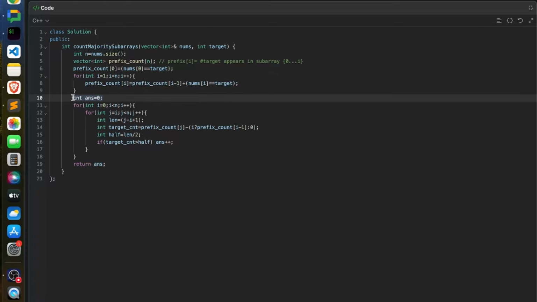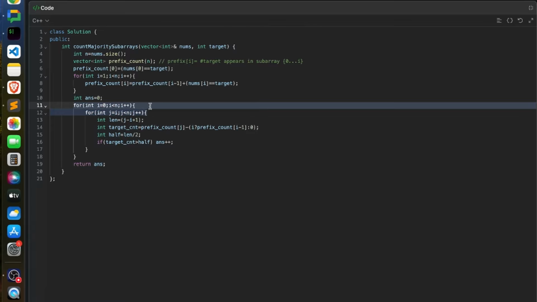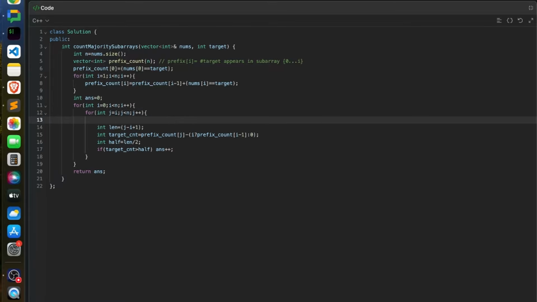Now let's come to the answer. What we do, we will go through each possible subarray. So for i equals 0, i less than n, i plus plus, j equals i, j less than n, j plus plus. So it will give you all subarrays from i to j, right? This is the subarray from index i to j. Its length is j minus i plus 1, as explained in the explanation part. And what is my target count? Your target count is nothing but prefix count of j minus prefix count of i minus 1.